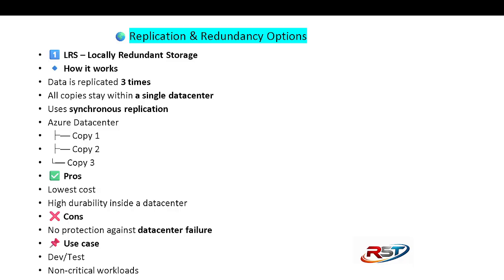Azure data center: copy 1, copy 2, copy 3, like that it will copy the data. 3 copies it will maintain. By using LRS, there are some pros: lowest cost, high durability inside a data center. Cons: no protection against data center failure. Suppose the data center fails, there is no protection and the data is lost. All 3 copies will be lost.